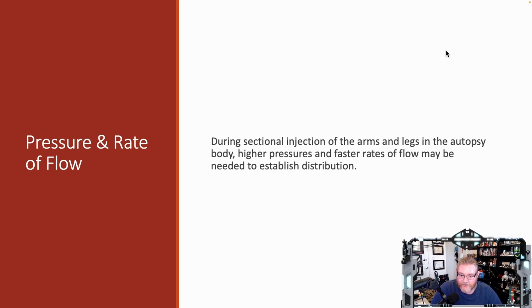During sectional injection of the arms and legs in the autopsy body, higher pressures and faster rates of flow may be needed to establish distribution. Always start slow and then build up speed if you see nothing happening. Or always start at a lower pressure and build up as you go in.